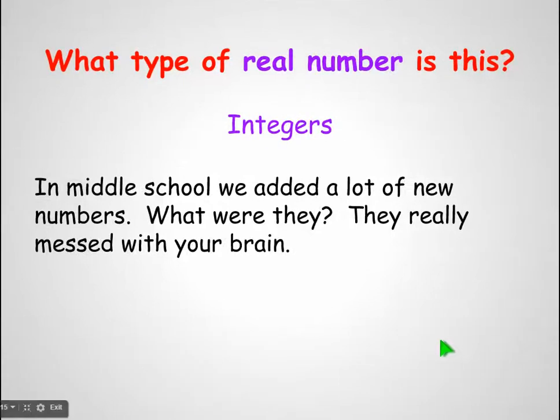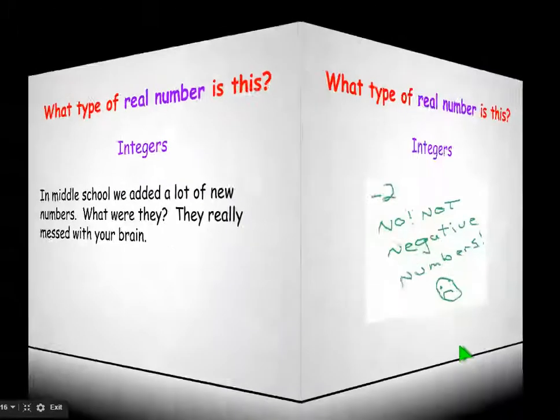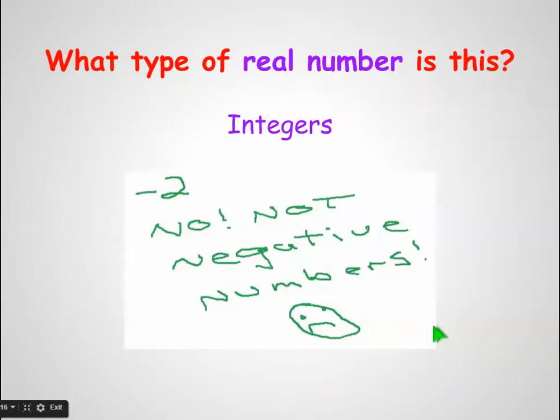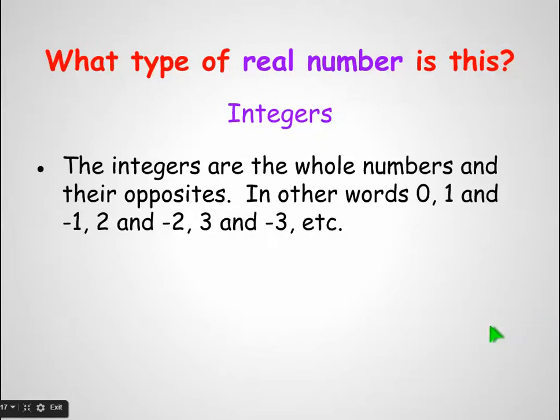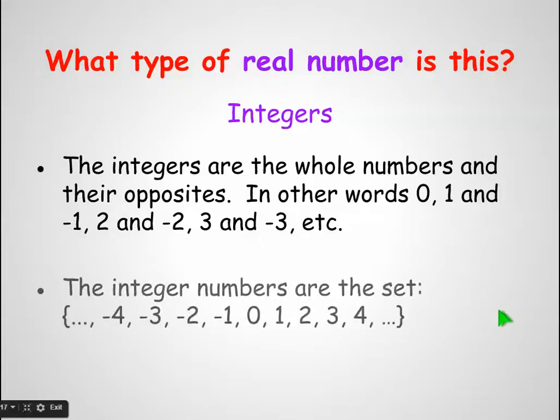In middle school, at least for me, we added a lot of new numbers. What were they? They really messed with your brain. No, not negative numbers. The integers are the whole numbers and their opposites. In other words, 0, it's a whole number, so 0. 1 and -1, -1 being the opposite. 2 and -2, 3 and -3, etc.